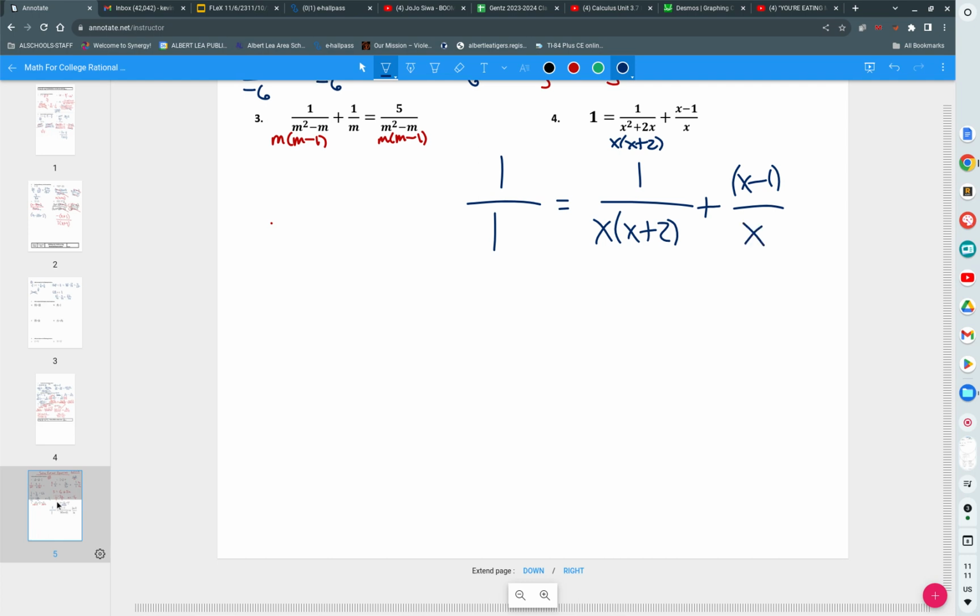Notice that the middle term already has an x times x plus 2. So what does this side need? x plus 2 over x plus 2. What does this side need? x times x plus 2.